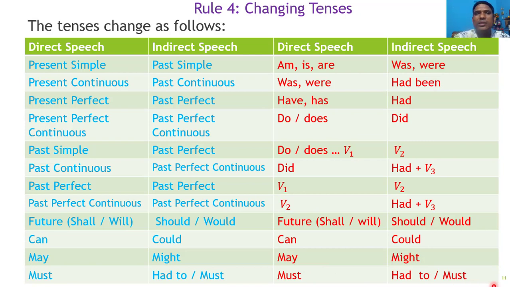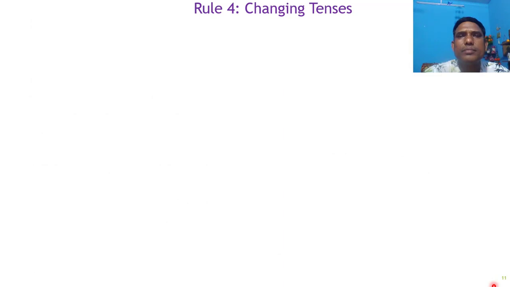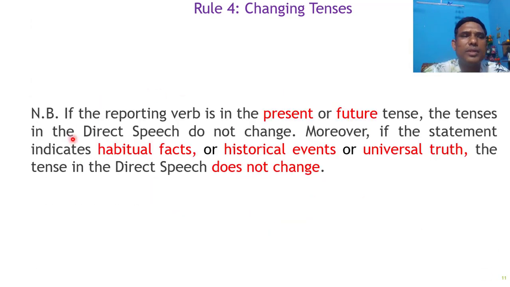Dear students, now I am going to tell you when you cannot change tenses. If the reporting verb is in the present or future tense, the tenses in the direct speech do not change. Moreover, if the statement indicates habitual facts or historical events or universal truth, the tense in the direct speech does not change. Okay?